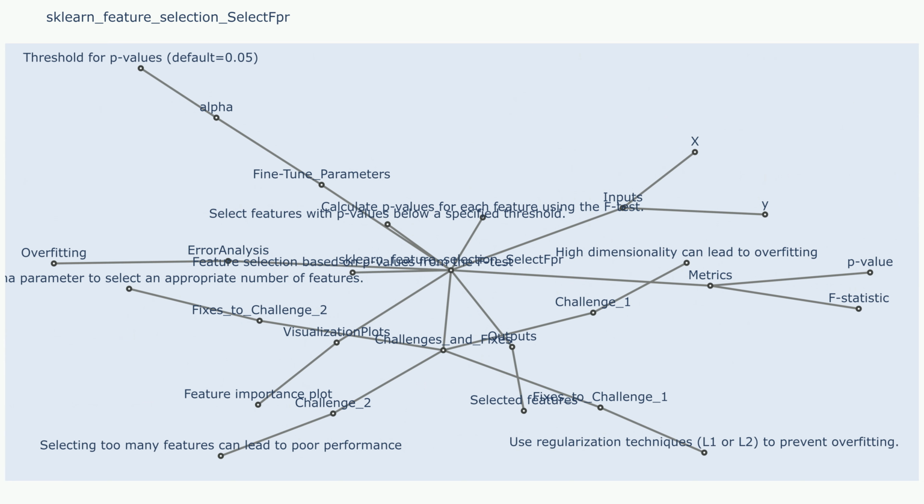features. Fixes to challenge 2: consider using techniques like principal component analysis (PCA) or other dimensionality reduction methods to address multicollinearity. Alternatively, apply feature selection methods that are robust to multicollinearity, such as lasso regression.